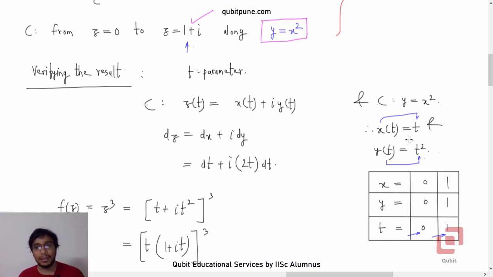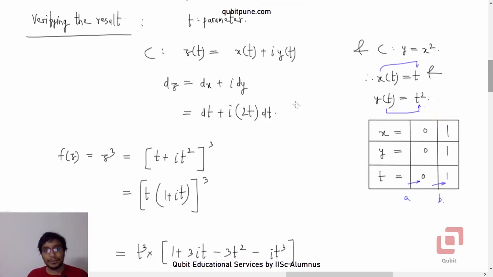Once we get the values of a and b, it's time to find two things: replace f of z by everything in terms of t, and find dz. What is dz? dz is dx plus i dy. x is t, so dx must be dt. Keep i as it is. y is t squared, so dy must be 2 times t times dt.